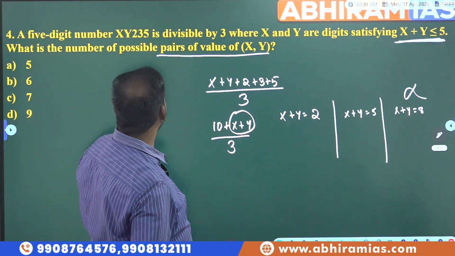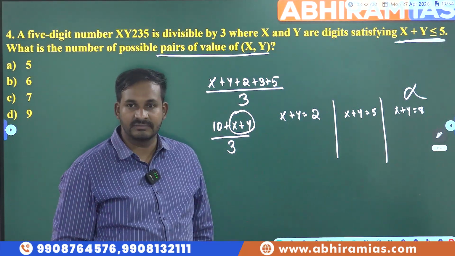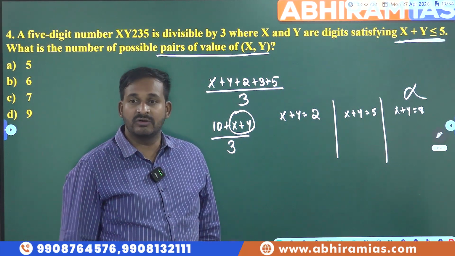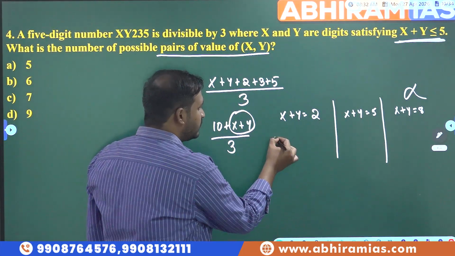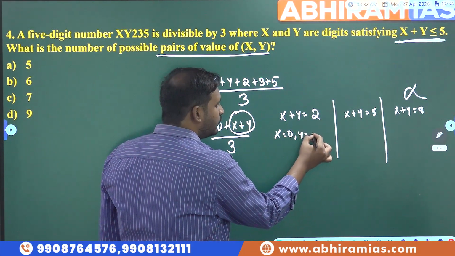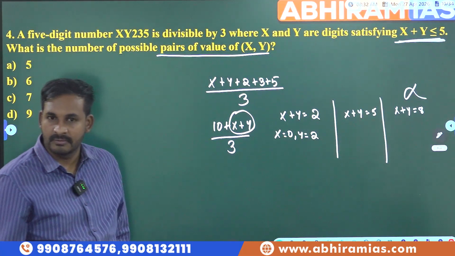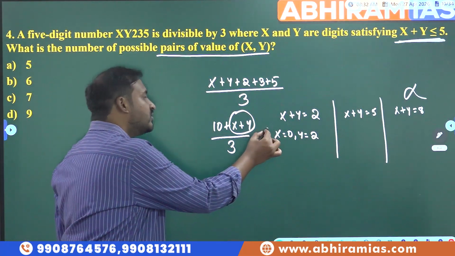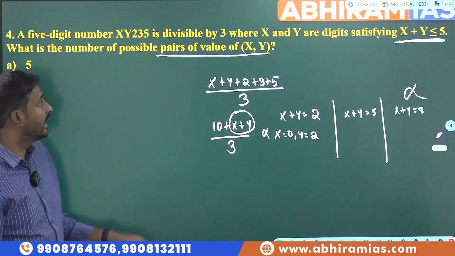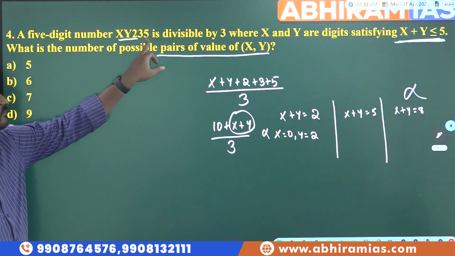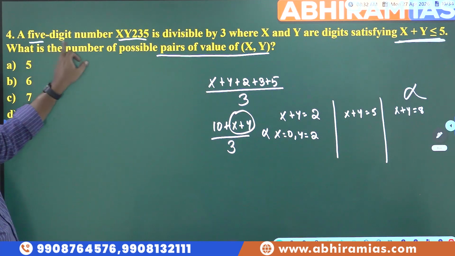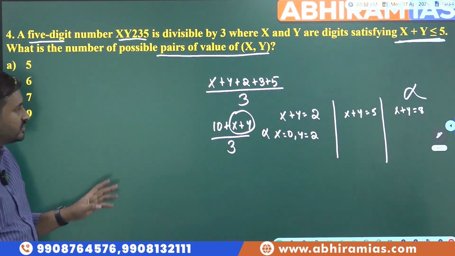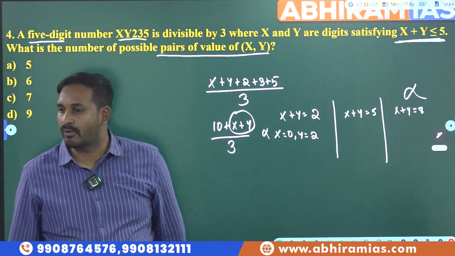Now tell me what are the values of x and y I can take here? 0 and 2, can I take? Is it possible? x equal to 0, y equal to 2. No, it is not possible. Why? If x is 0, how many digits does this number have? It becomes a 4-digit number, but they clearly mentioned this is a 5-digit number. So 0 and 2 is not possible.